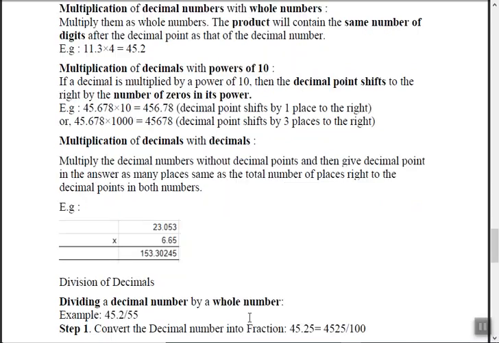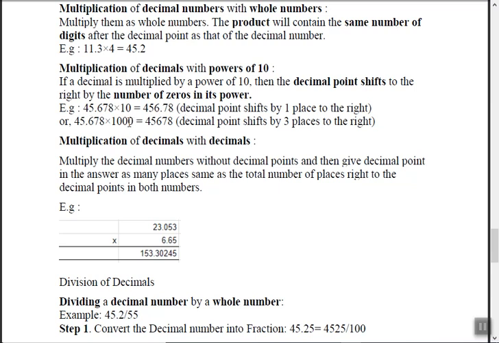Okay. Now multiplication of decimals with powers of 10. If the decimal is multiplied by power of 10, then the decimal point shifts to the right by the number of zeros in its power. Means what? Say this, 45.678 into 10 means what? 10 raised to 1. So it becomes how many raised to how many? 1. So number of zeros in its power. So it will shift 1 point. So it becomes 456.78.